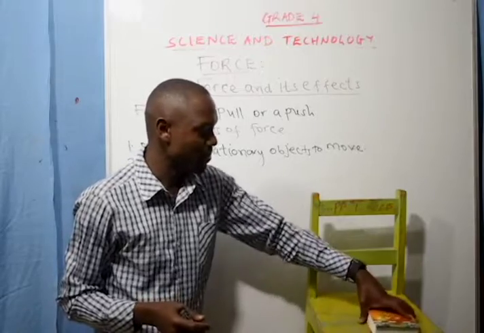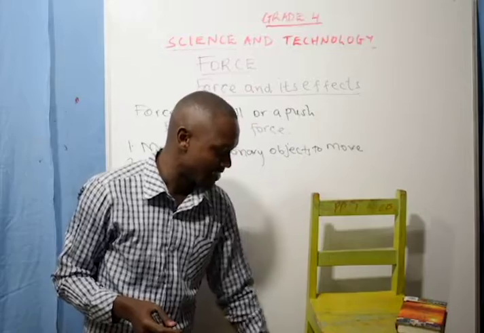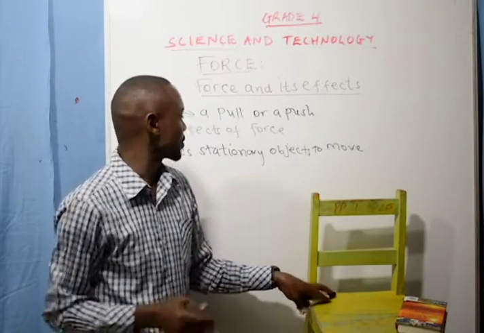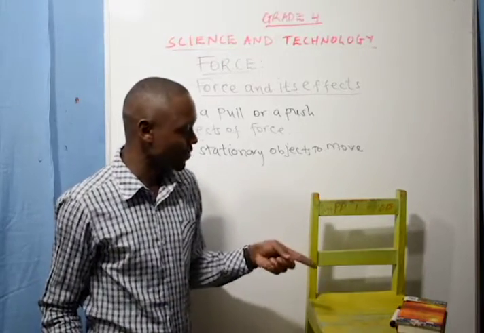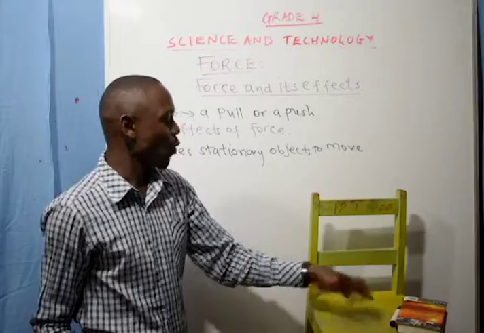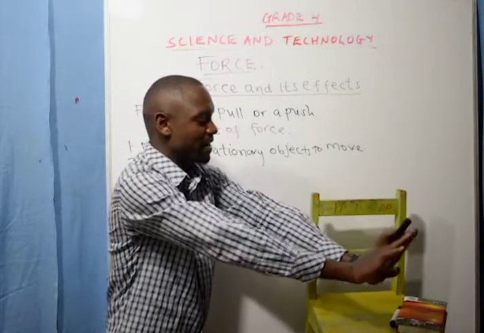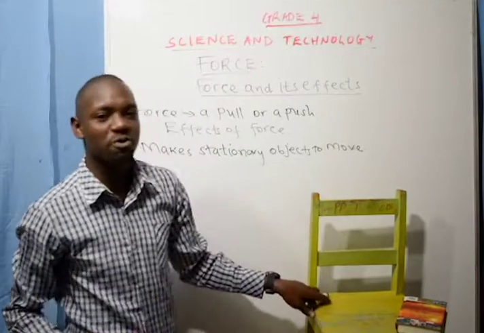Force can make moving objects stop. For example, there is this Bible there, and I have this pen here. The pen is there, it is not moving. We say it is stationary. If anything is not moving, it's stationary. Then when I try to apply some force, you can see it has stopped. Why? Because this Bible is pushing that pen against the direction of motion.